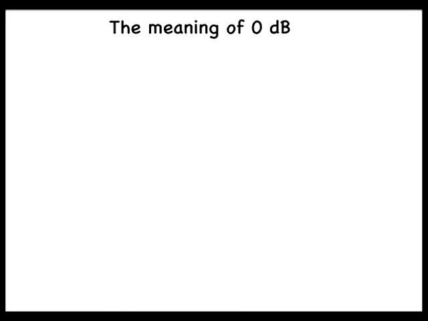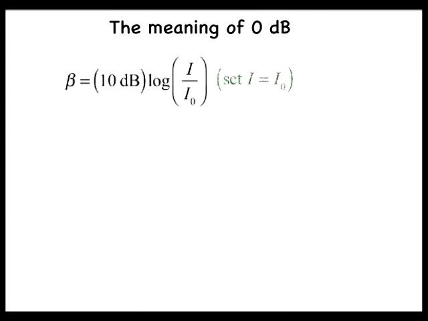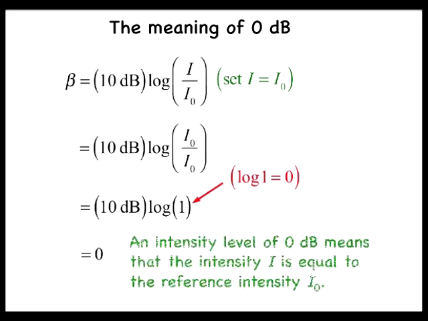In order to understand the meaning of an intensity level of 0 decibels, we set the intensity I equal to I0 to get beta equals 10 dB times the log of I0 divided by I0, which equals 10 dB times the log of 1. Since the log of 1 is 0, we get beta is equal to 0 decibels. Thus, an intensity of 0 decibels does not mean that the sound intensity I is 0. It means that the intensity I is equal to the reference intensity, I0.